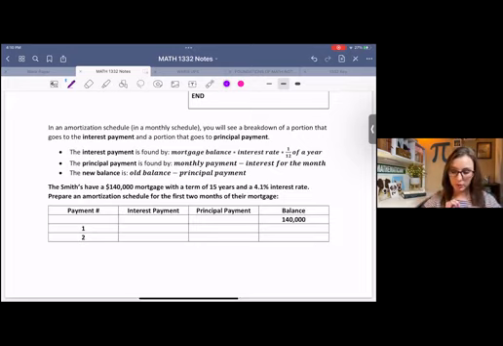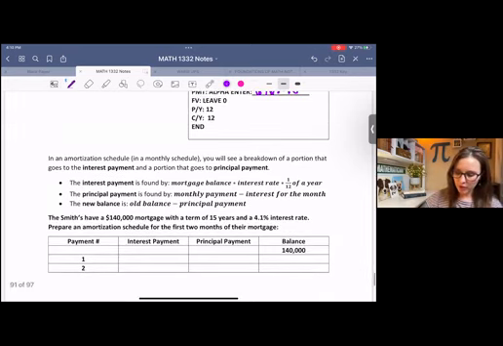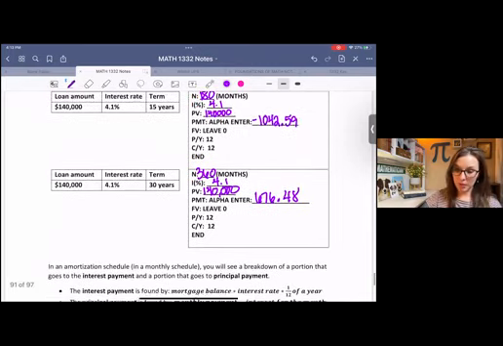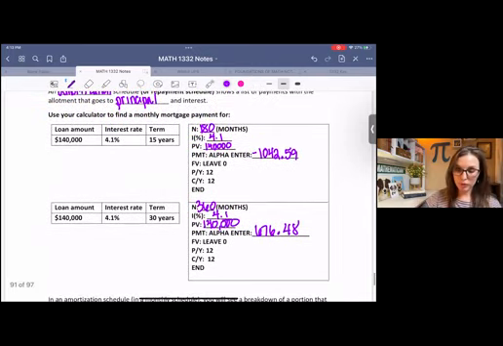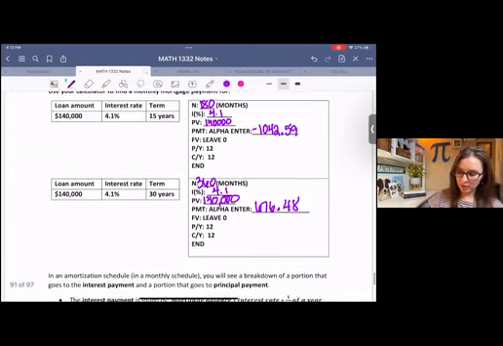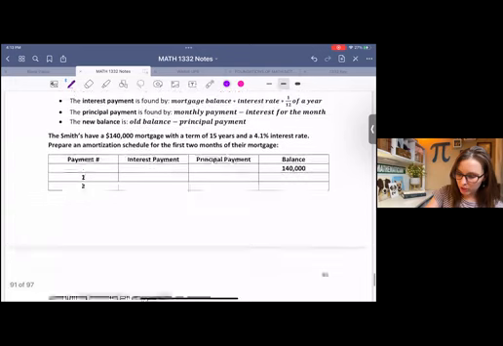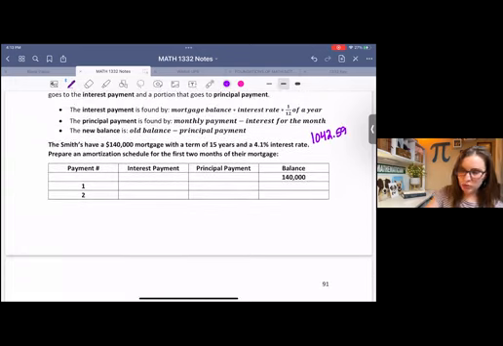And so honestly, a little bit depressing, but in this example, we already found the monthly payment, and this was $140,000, 4.1% interest, 15 years. We found the monthly payment to be $1,042.59. So I'm just going to put that right here for now. If you weren't given that, you would have to find it first, because we're trying to figure out how much of that monthly payment is going to interest and how much is going to principal. So we have to know it in order to know where it splits up.